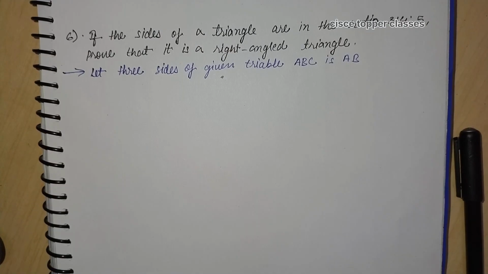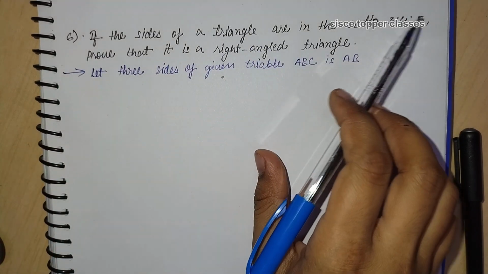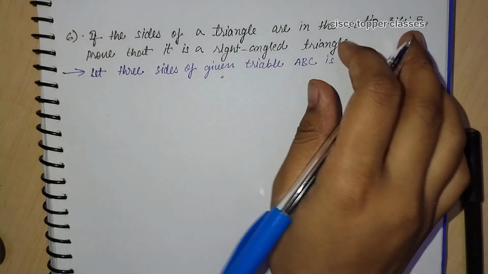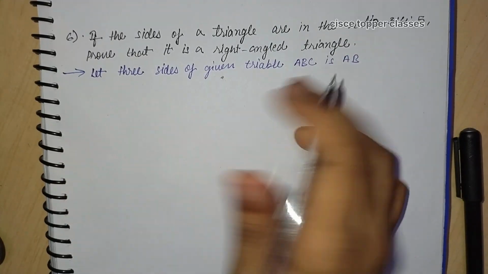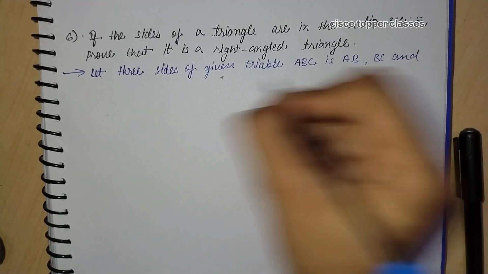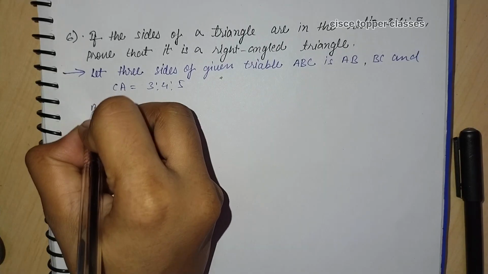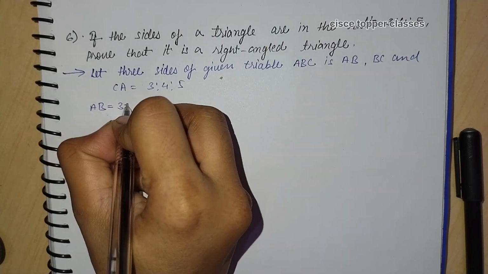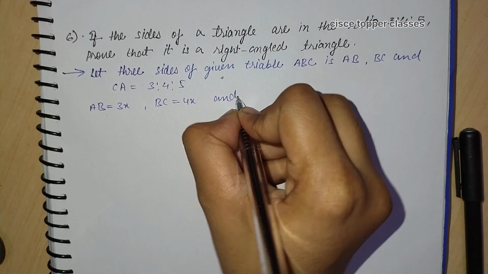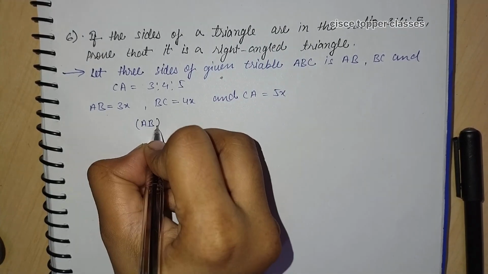Now let us solve the sixth question here. Here it is given that if the sides of a triangle are in the ratio 3 ratio 4 ratio 5, then we have to prove that it is a right angle triangle. So here we can let these three sides of the triangle be AB, BC and CA, which are in the ratio 3 ratio 4 ratio 5. We can let AB as 3x, BC as 4x and CA as 5x. So it will be AB² from here.